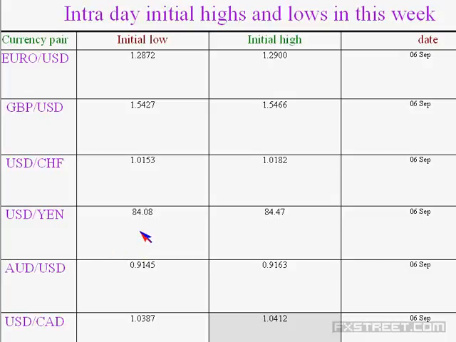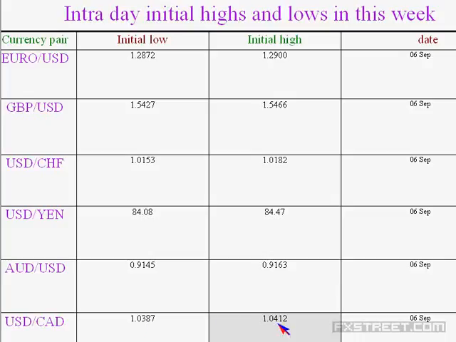Then USDJPY, 84.08 is the low, 84.77 is the high. Both are intact. And in the case of Australian dollar, 0.9145 is the low, 0.9163 was the initial high, and they breached the high and formed the new high, 0.9173. So you can understand that they are slowly gaining the level to start with. And in the case of Canadian dollar, 1.0387 was the low, and they breached the low and formed a new low, 1.0378.